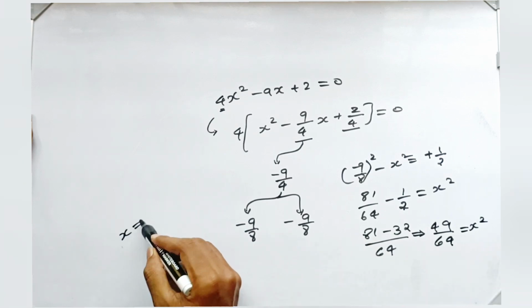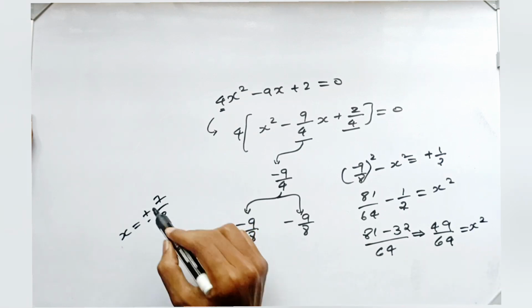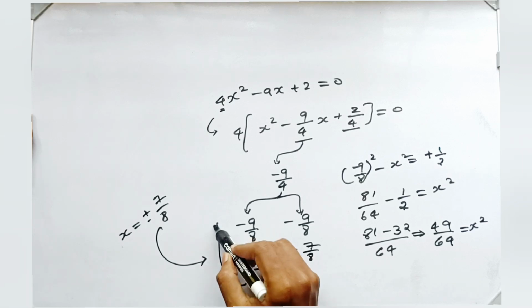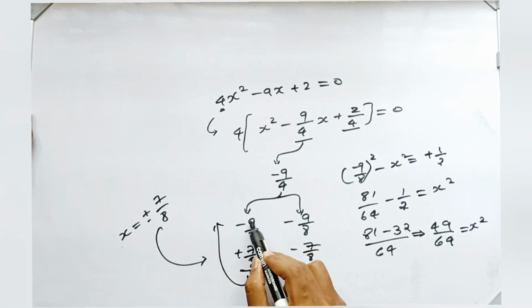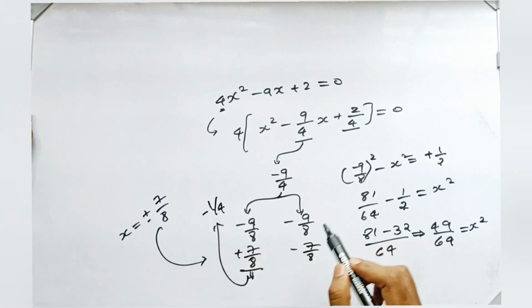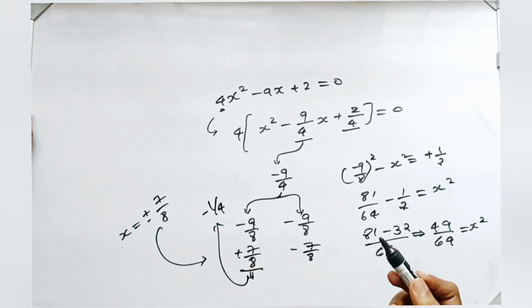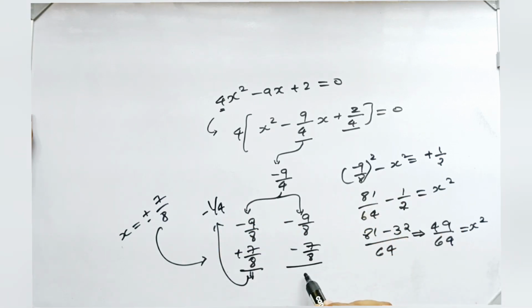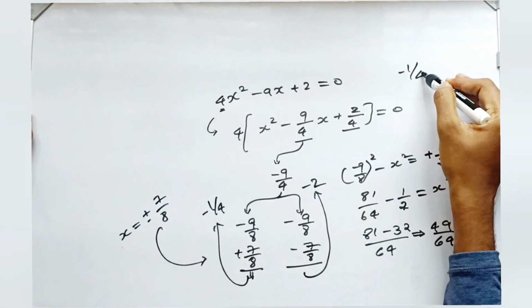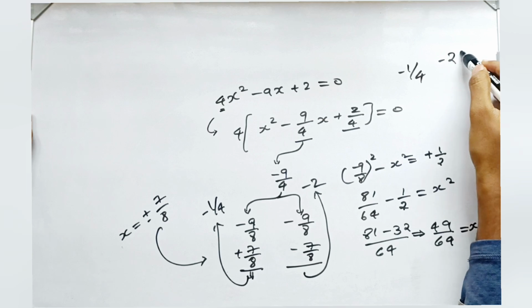And from this we'll get x is equal to plus or minus 7 by 8. Okay, and simply we'll take plus 7 by 8 and minus 7 by 8 here. This is nothing but minus 9 plus 7 is minus 2, minus 2 by 8 is minus 1 by 4, right? And here we got minus 16 by 8, which is minus 2. So in the final we'll get minus 1 by 4 and minus 2 as the factors.